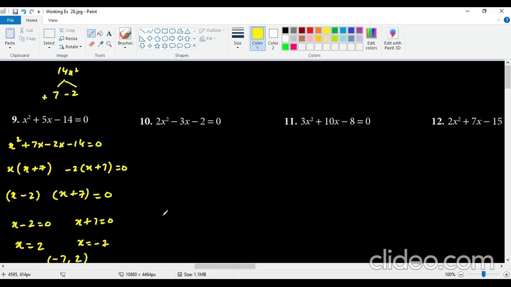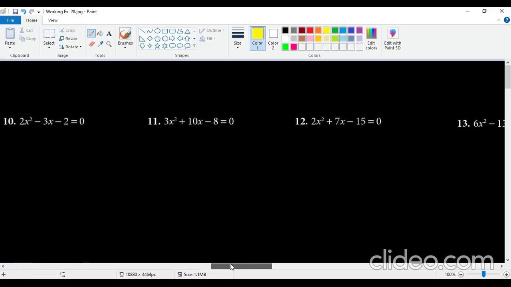For question number 10, things get a bit different because the coefficient of x square has a 2 in here. Now you see this is the difference. In the upcoming questions, you will see that the value of x square is going to be different, but not 1. So we do the same thing.